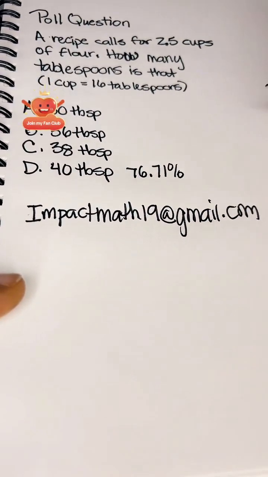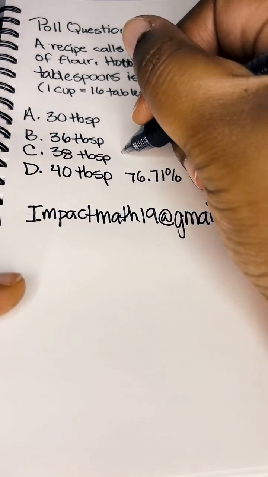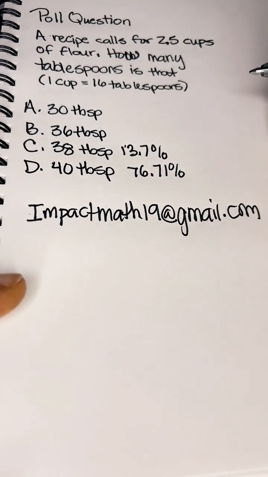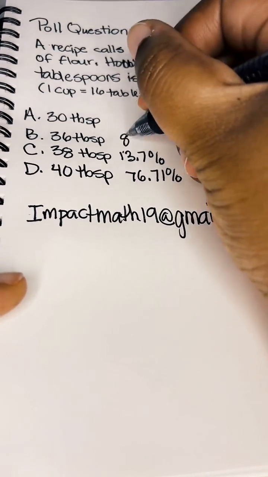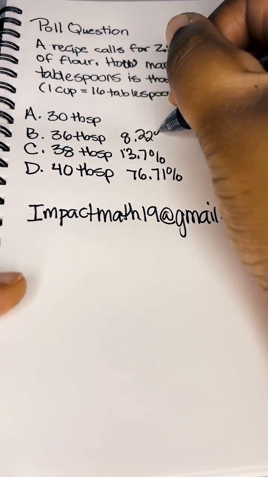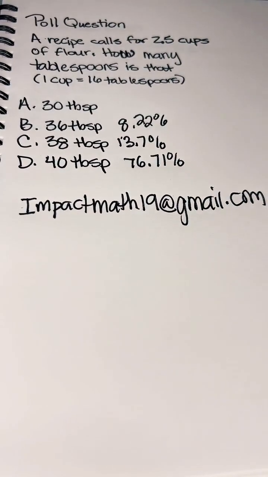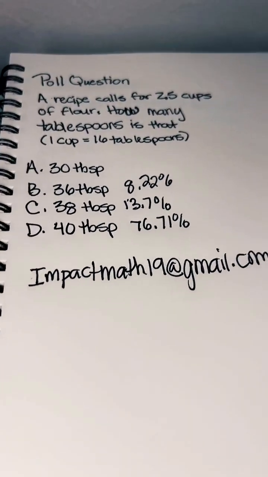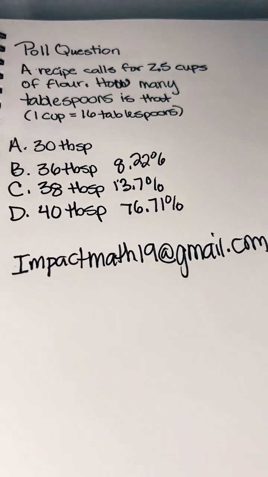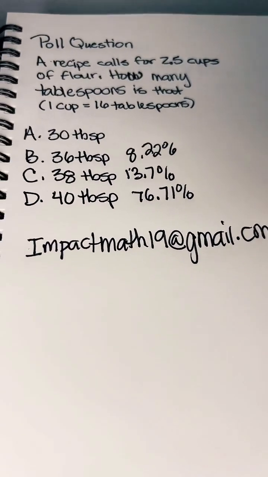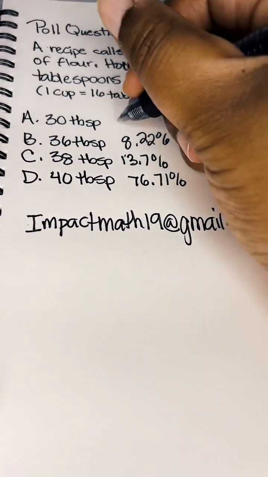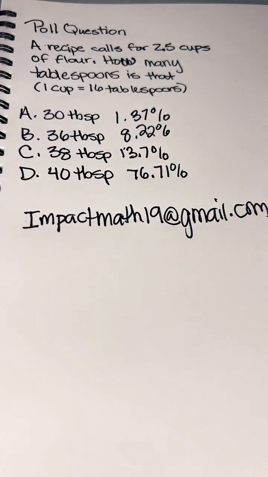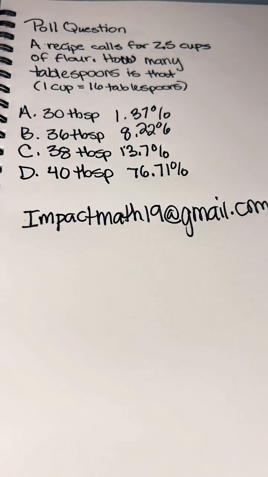Oh, okay. We was pretty split here. 76.71% of us said D. 13.7% of us said C. 8.22% of us said B. And I can't see how many of us said A. So let me move it up. 1.37. Okay.